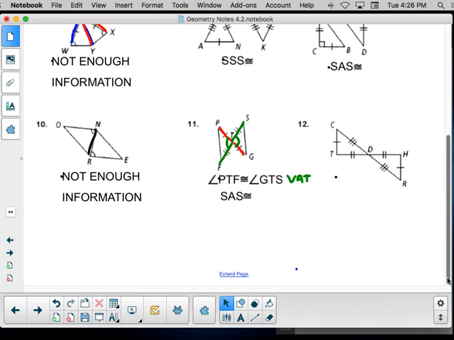Okay, and my last one, although I have a bow tie, did I need it? I shouldn't even worry about the bow tie because I have side, side, side in this situation. It's already provided. Yes, the bow tie angles are there. I got angle TDC is congruent to angle HDR, but I did not need it.